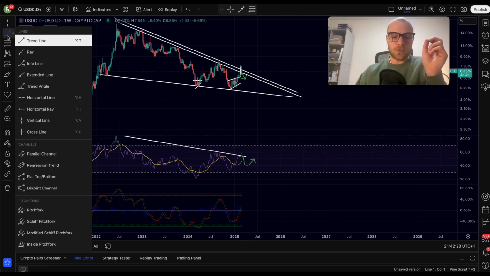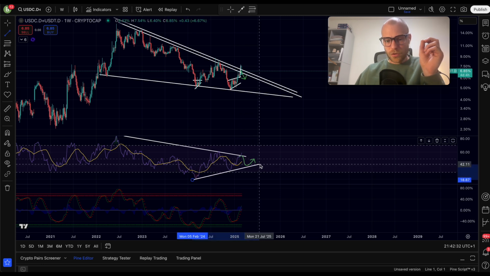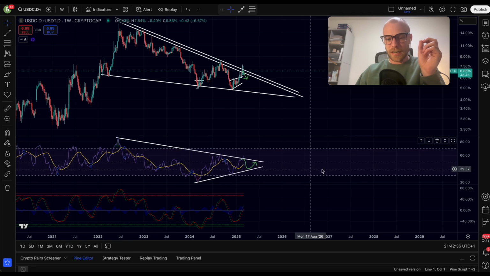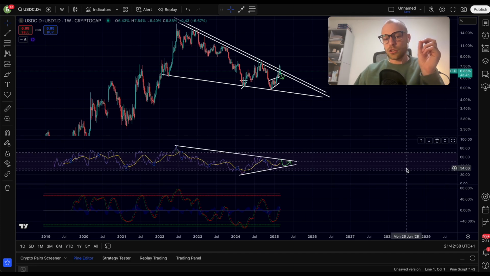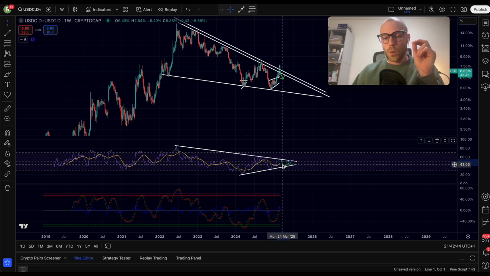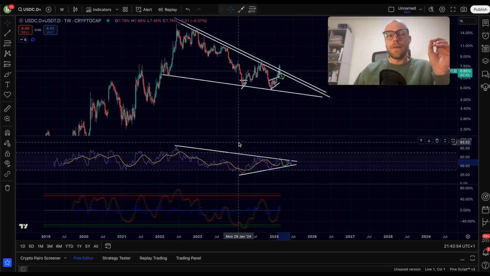And it looks like we are going to form like a triangle formation right here, which is going to be somewhat like this. And the breakout of this triangle formation, guys, that one is going to be phenomenal, because the breakout of this triangle formation will be a very clear indicator of the direction of crypto, which can help us to make better investment decisions. So this is something we have to look at.